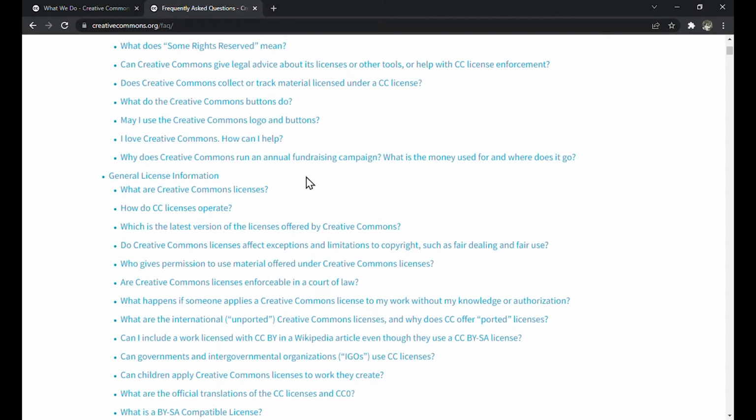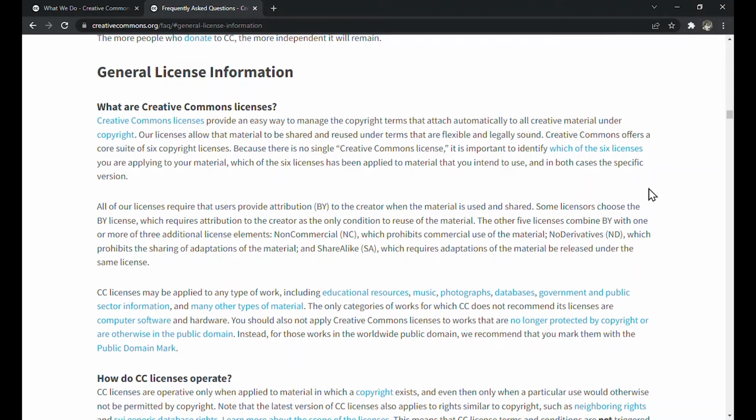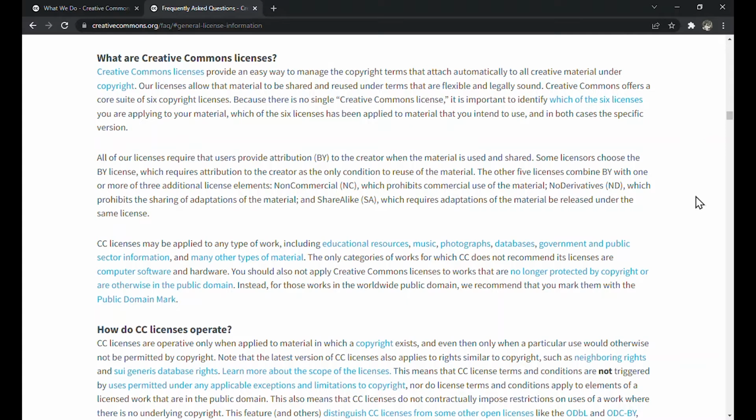Let's note here where it says Creative Commons licenses may be applied to any type of work, including educational resources, music, photographs, databases, among other things. It's not just images that fall under these licenses. They can be applied to a lot of different things. So that's just one thing to note.